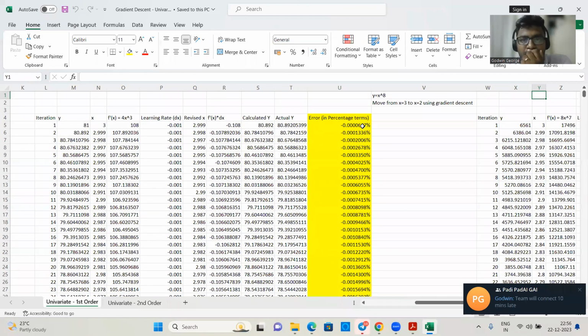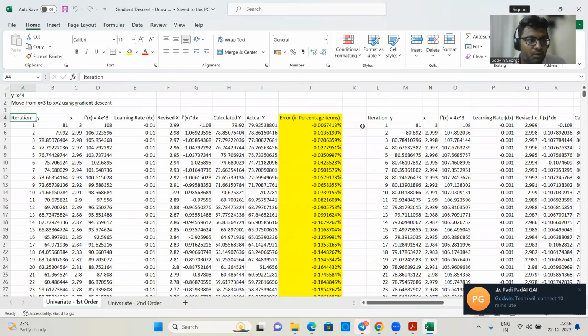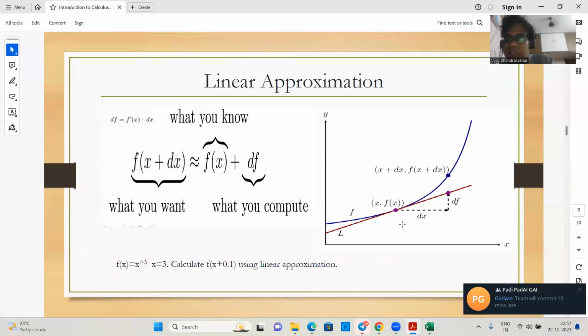Yep. So in the first case, you have fewer points, but still the linear approximation. You mentioned it's a linear approximation of an approximation, but the error is high. In the second case, you have more data points, but the error is less. Yeah, I'll tell you why. That's because look at this.